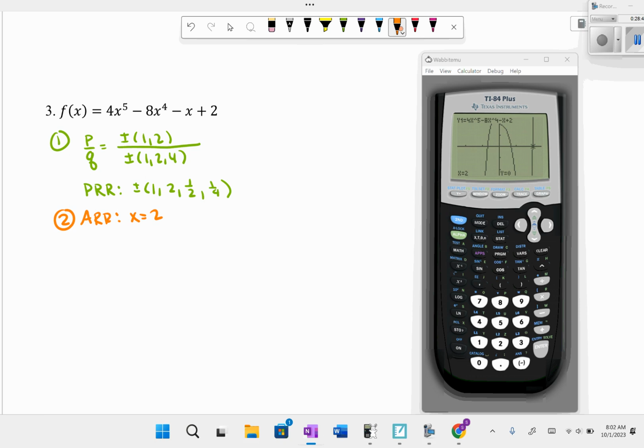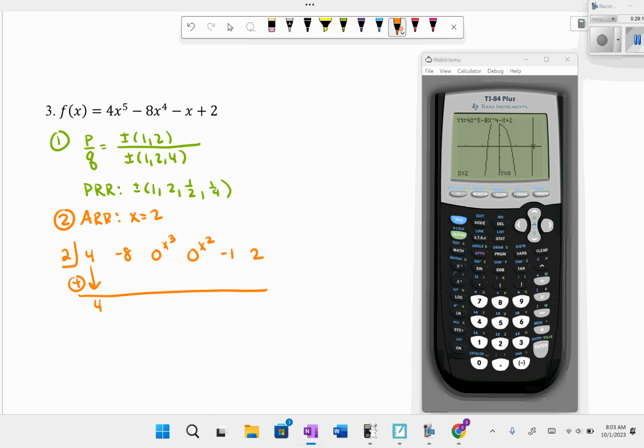So let's go ahead and do our synthetic division then. So we have 4, we're missing, so degree 5, 4, we're missing degree 3 and 2. So 4, negative 8, and we need a 0 placeholder for 0x cubed, and then 0x squared, because that's missing there, and then so minus 1 and 2. So don't forget to put those 0 placeholders in.